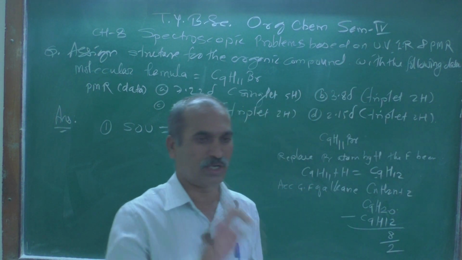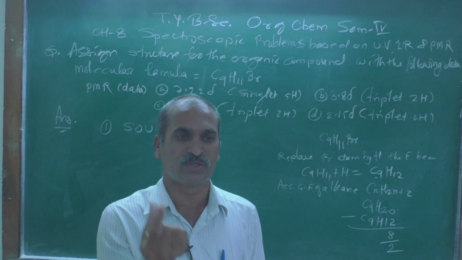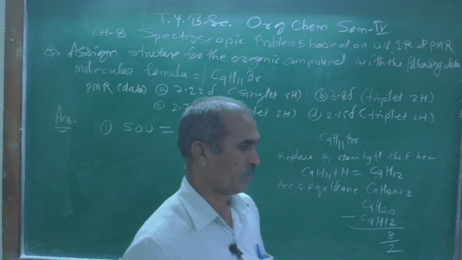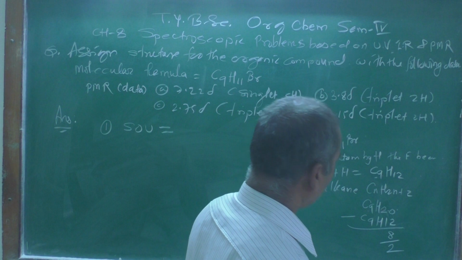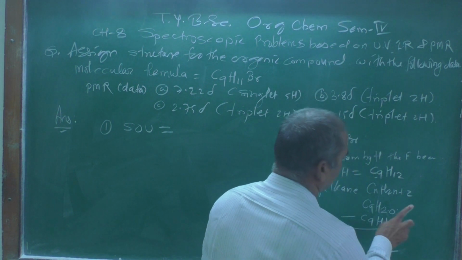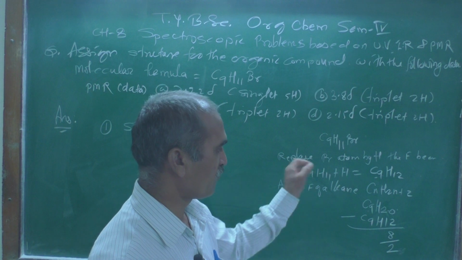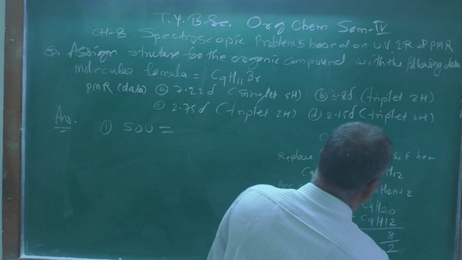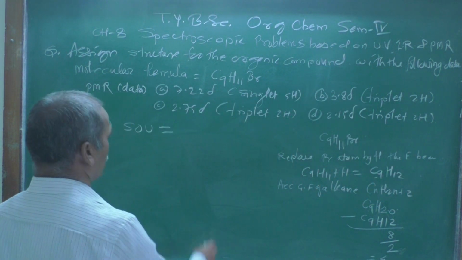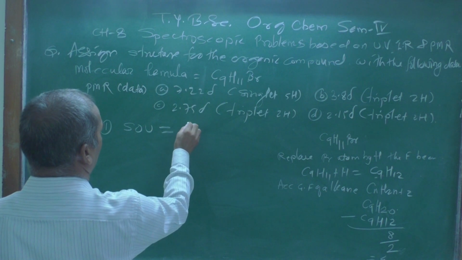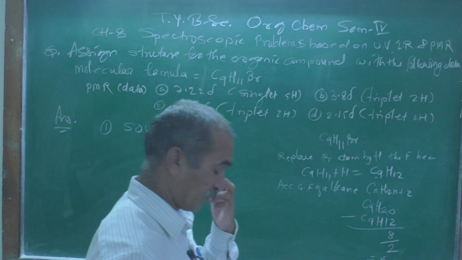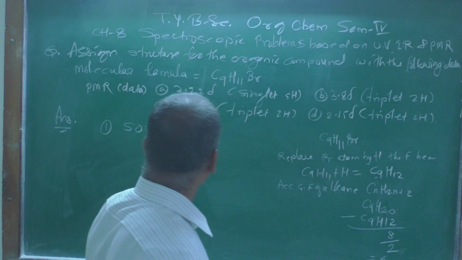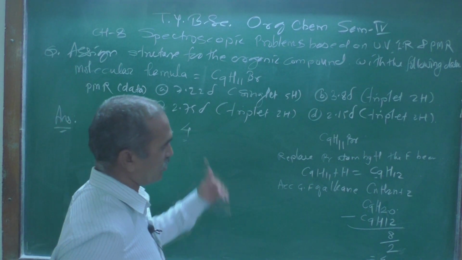Why 2? I already told you that unsaturation means that while hydrogenation it requires 2 hydrogen atoms to become a saturated compound, and for that purpose we are dividing the remaining number by 2. The answer is 4, which means whatever structure we are going to find with this molecular formula must have 4 sites of unsaturation.